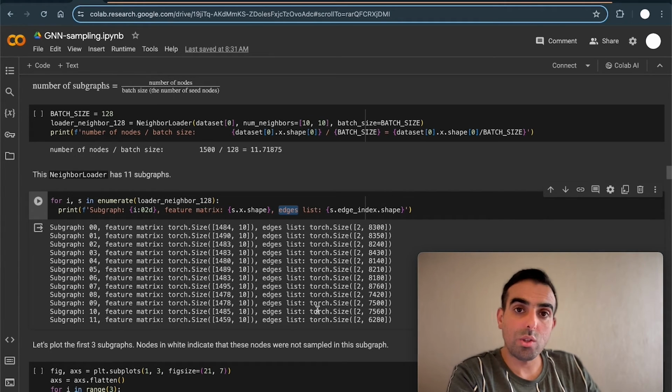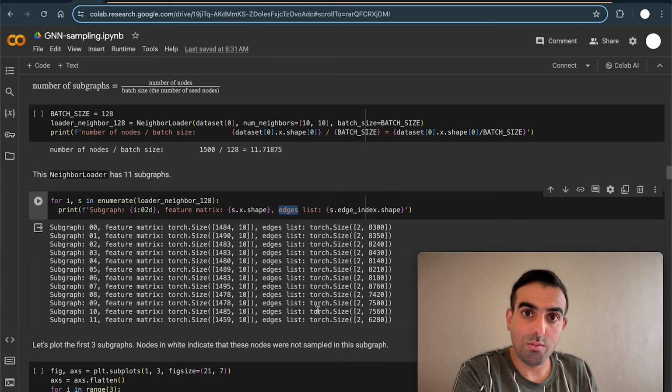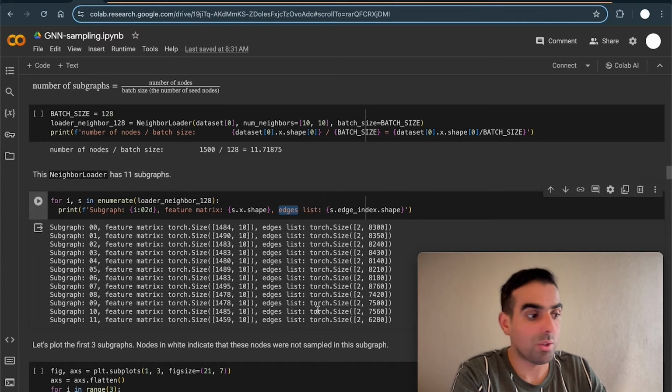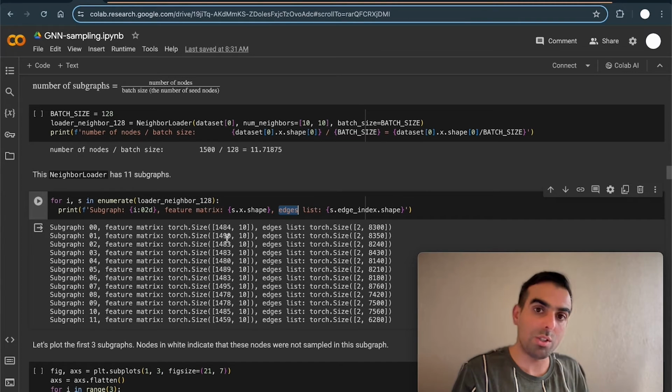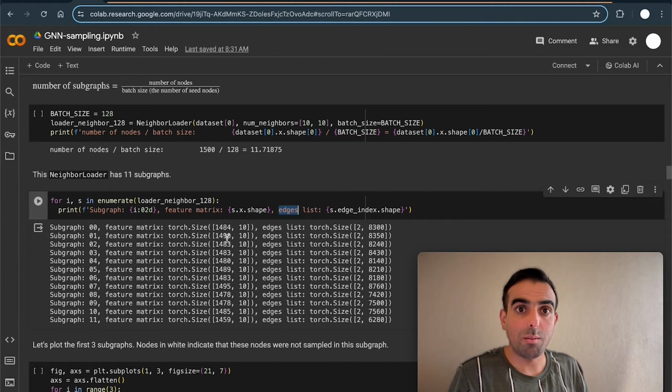We are using these 12 subgraphs to train the GCN for a number of epochs. So for each epoch, we are feeding these 12 subgraphs. These 12 subgraphs might have overlap between them because we are starting from seed points and connecting to their neighbors, then connecting to their neighbors' neighbors.